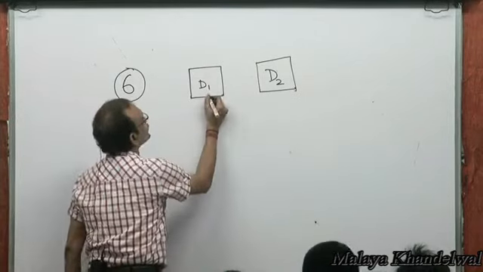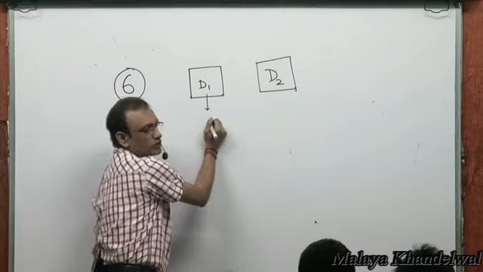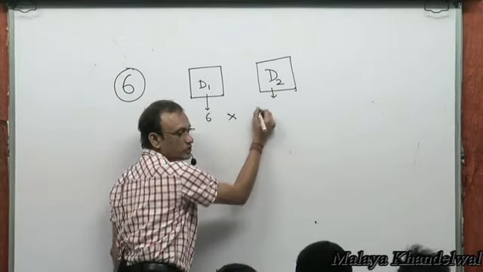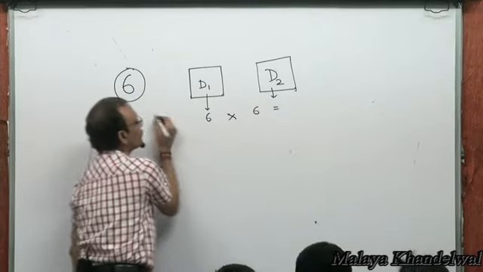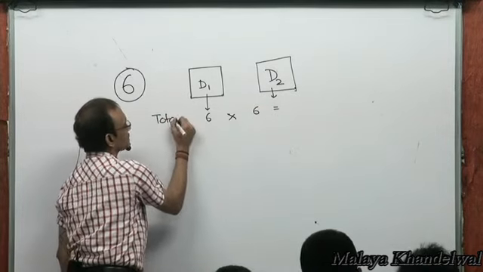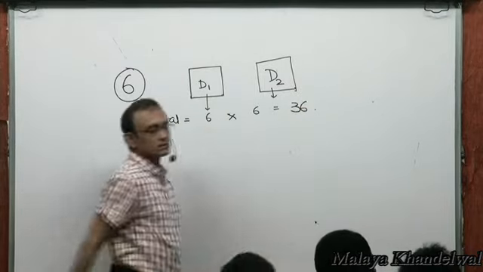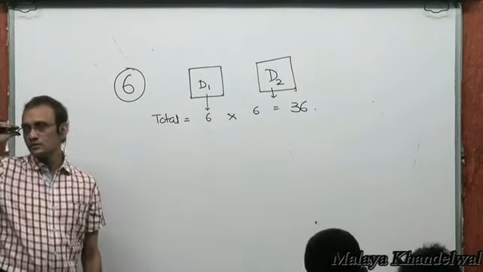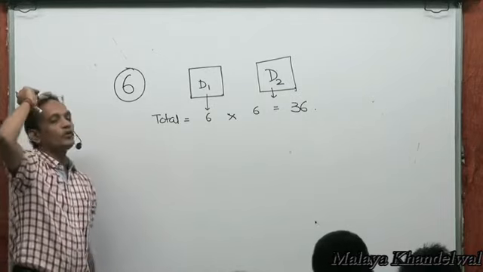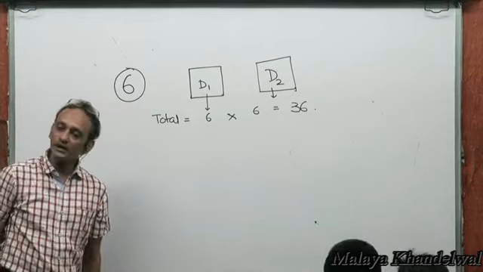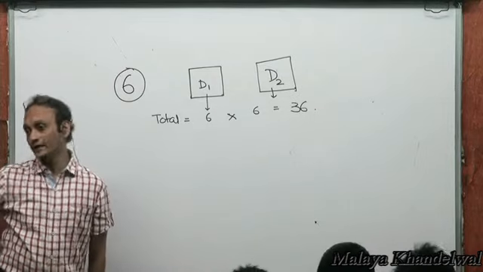First of all, what is the total number of outcomes that D1 can produce? 6. The number of outcomes that D2 can produce is 6. So the total number of outcomes is going to be 36. All possible combinations. Right? We want to find the probability that the sum of the numbers obtained on the 2 dice would be at least 9, 9 or more.